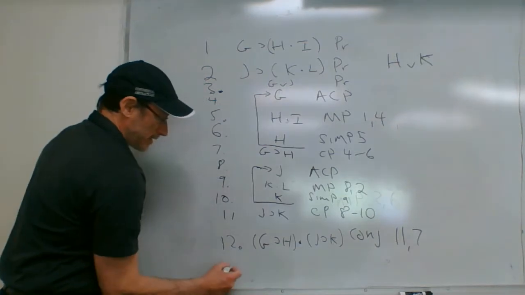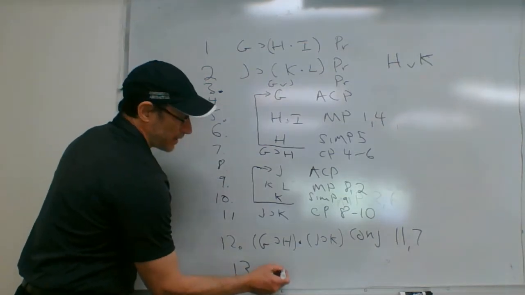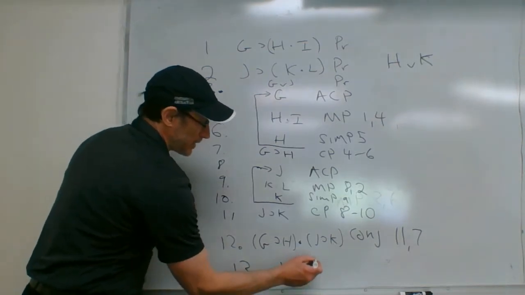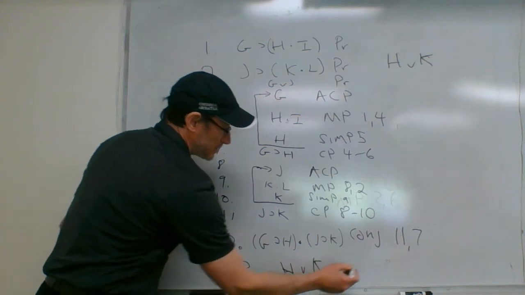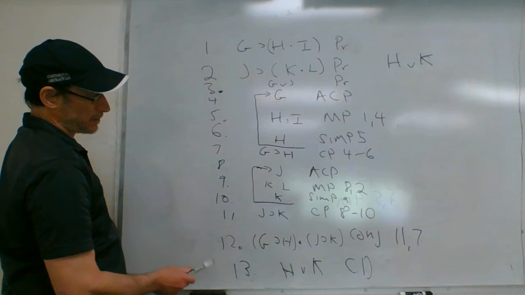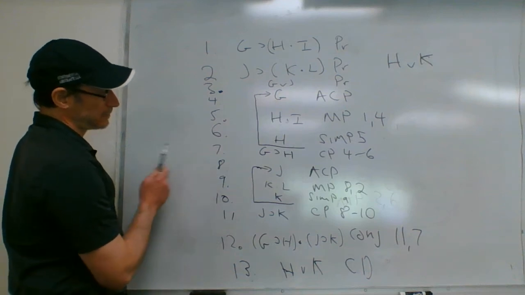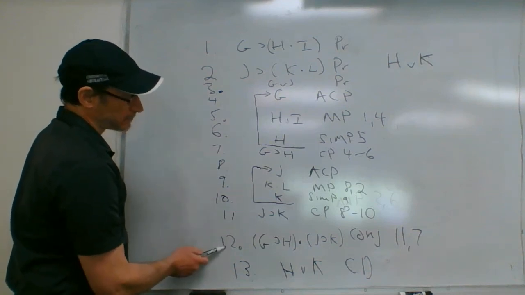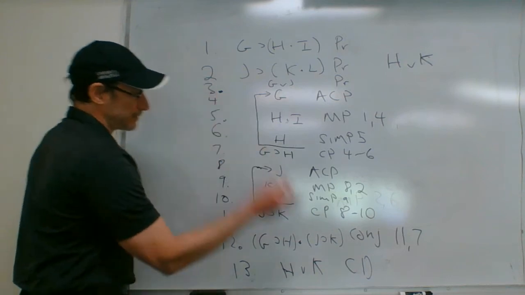And now I can get what I was looking for, which is H wedge K, and that is a constructive dilemma on 12 and 3.